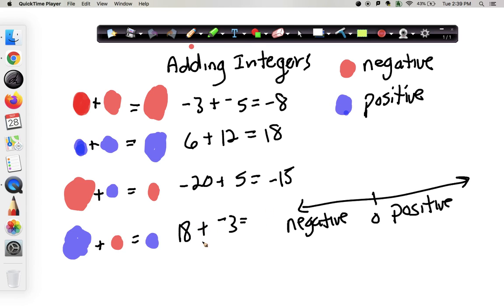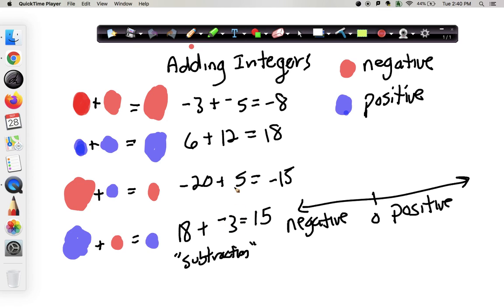So it seems like subtraction. So it seems like it because it's 15. So we're taking 3 of those positives and 3 of those negatives, and they are 0.